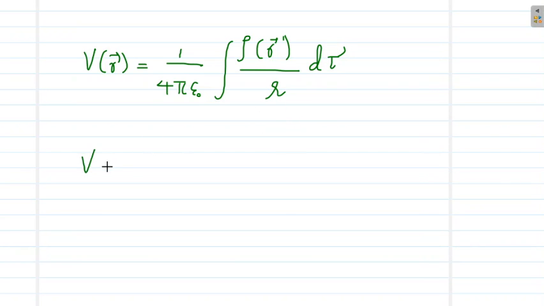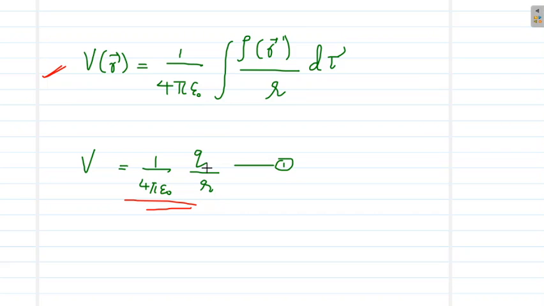Maybe you are aware of the equation potential equal to 1 by 4 pi epsilon 0 q by r. Haven't you seen this equation in your basic classes, in your lower classes? This equation is just the same as the new equation. This is the potential due to a point charge q.